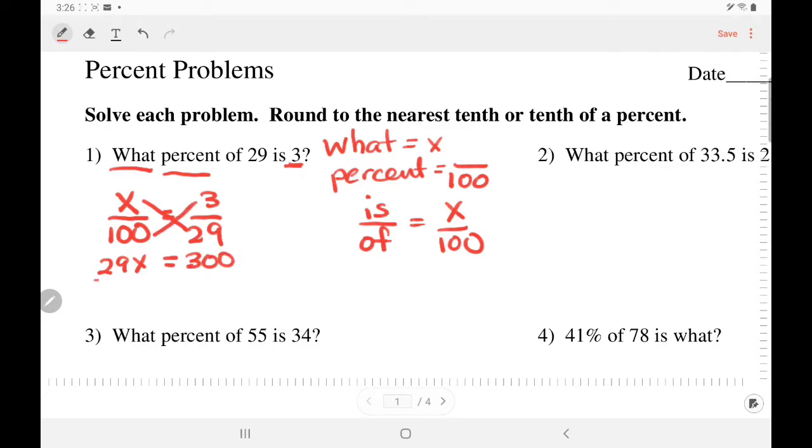To solve for X, you divide by 29 so that the 29s cancel, and you have solved for X. Use your calculator to do 300 divided by 29, and you would get 10.3. And X is what? So what percent? So we know it is 10.3%.